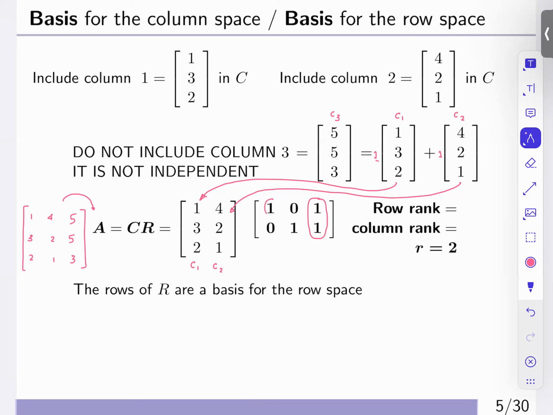So this one indicates that this is the first column, which is independent. This one here indicates this is the second column, which is independent, and this last column in this matrix indicates that this column is summation: 1 times this plus 1 times this. Okay, I need to make sure that everyone understood.